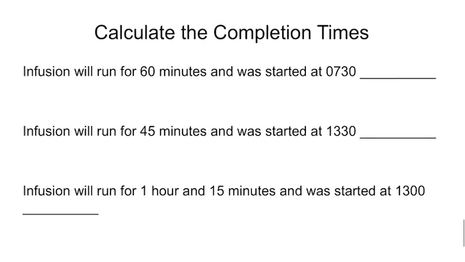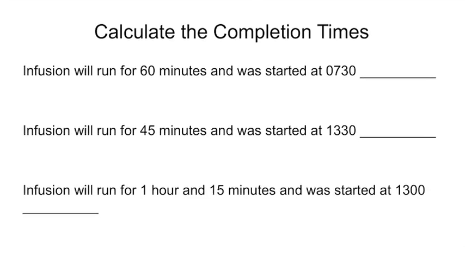Okay, a couple little practice problems with that. We have an infusion that will run for 60 minutes, and it was started at 7:30 in the morning. So I want to add 1 hour, 60 minutes, to 7:30. So my 1 hour is going to be 08:30.